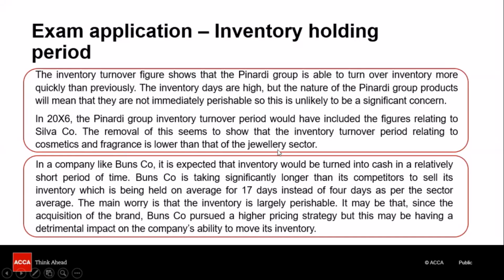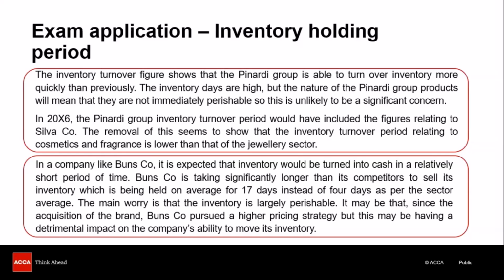Just by reading this, we get to know that silver must be in the jewelry sector. The remaining are cosmetics and fragrance. They have discontinued the jewelry sector. And now they are saying that cosmetics and fragrance have a lower turnover period as compared to the jewelry sector, which is why the overall figure is now better. So you see how each and every word is linked to the question. This is something very, very important.